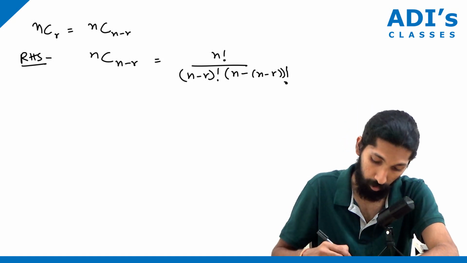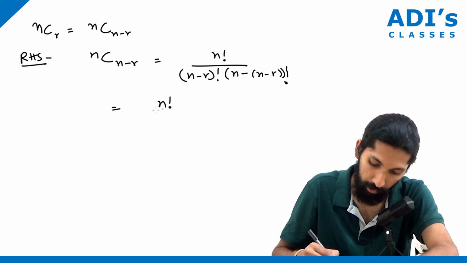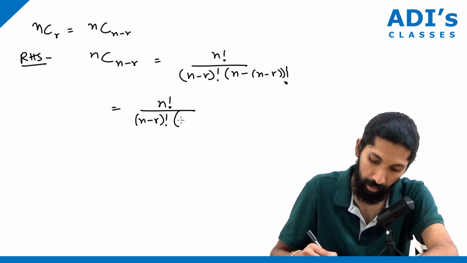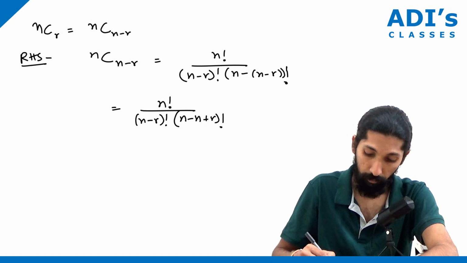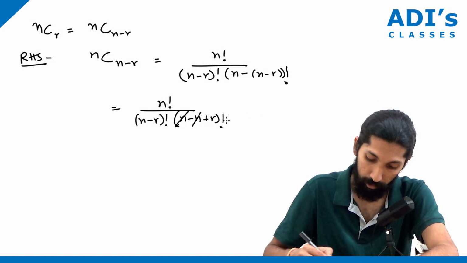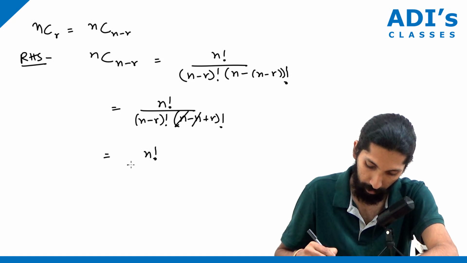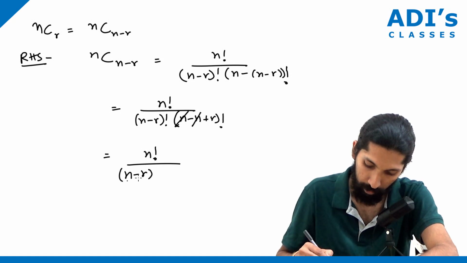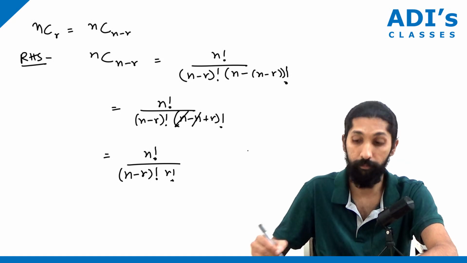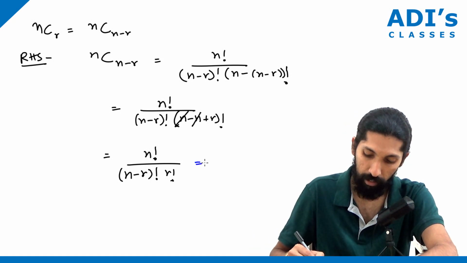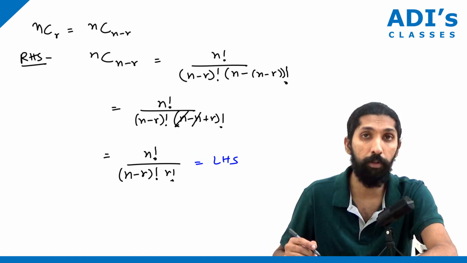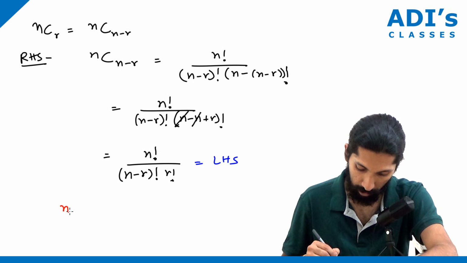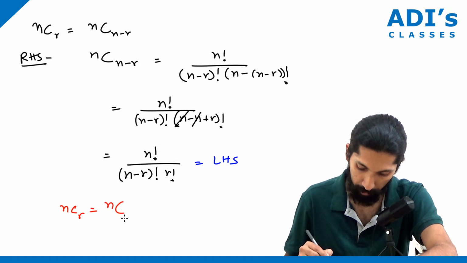Correct? Or n factorial by n minus r factorial into n minus n plus r factorial. The n and n cancel. What do you get? You get n factorial by n minus r factorial into r factorial. This is the same as the LHS, isn't it? So what did we prove? Very simple proof. That is nCr is equal to nC(n minus r).